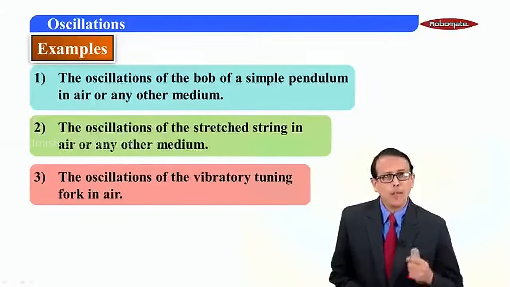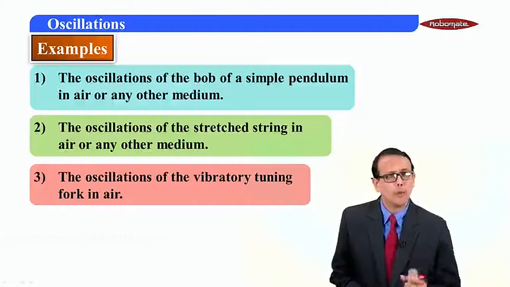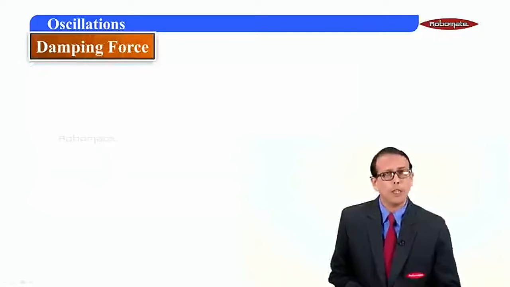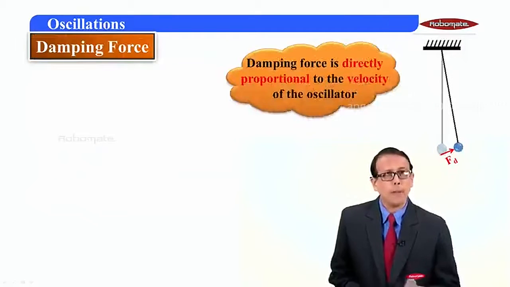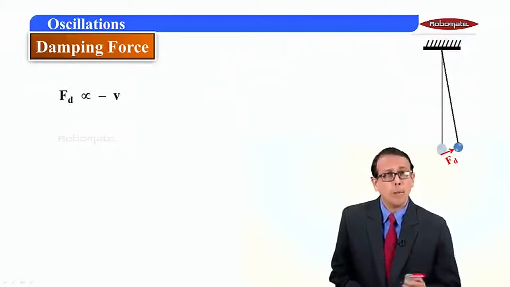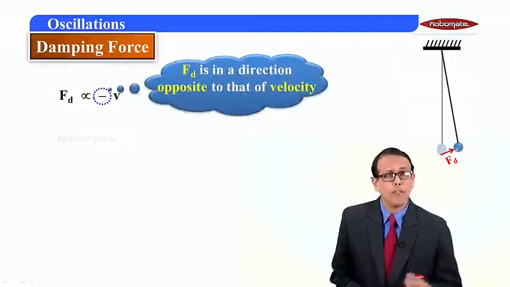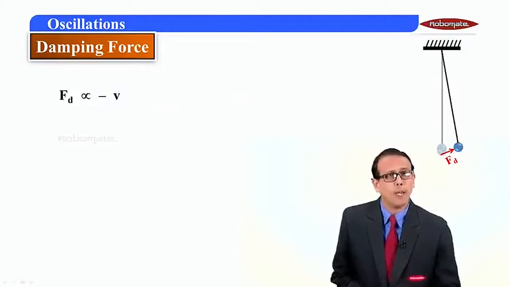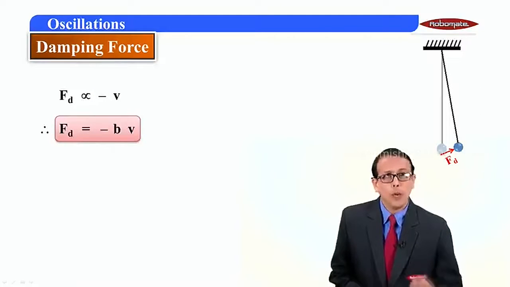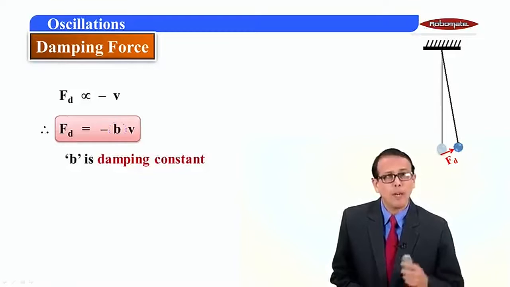Now, students, whichever example you take, there has to be a damping force. Now, what is the formula for damping force? Let's check it out. As we saw, as the pendulum vibrates, there is a damping force. This damping force is directly proportional to the velocity of the oscillator. Therefore, I can write damping force is proportional to minus v, where minus sign indicates that the damping force Fd is in a direction opposite to that of velocity. In order to remove that proportionality, let's introduce a constant, and the formula becomes Fd = -b v, where b is a constant called damping constant.